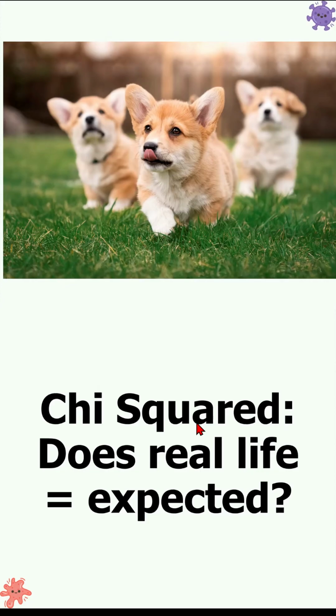Hello, in this video we are going to go over chi-squared. It is a statistical analysis to basically determine whether something that we observe in real life is what we expect. And this is going to be in the context of Punnett squares and genetics.